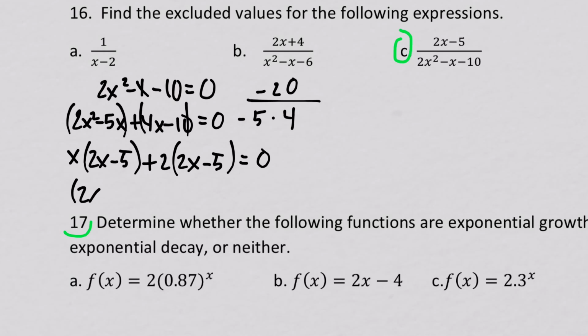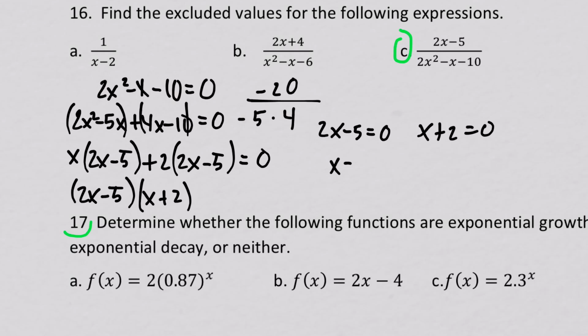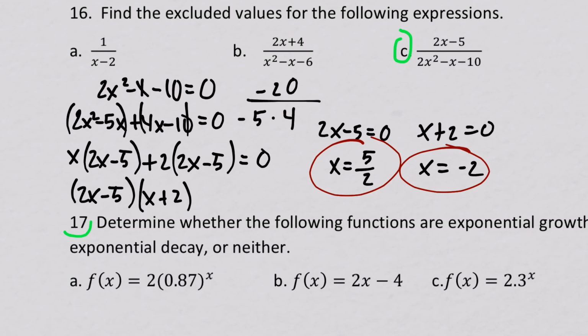My factor then is 2x minus 5. That's one they have in common. And the other one is x plus 2. Set both of those equal to 0. 2x minus 5 equals 0, and x plus 2 equals 0. And solve. This one's going to give me 5 halves, and this one's going to give me negative 2. And there you go. Those are your excluded values. So really we should write them like that, right? X cannot be 5 halves and x cannot be negative 2.